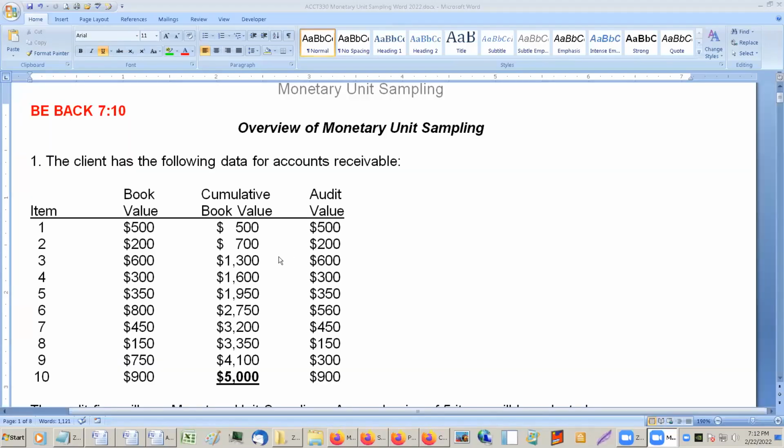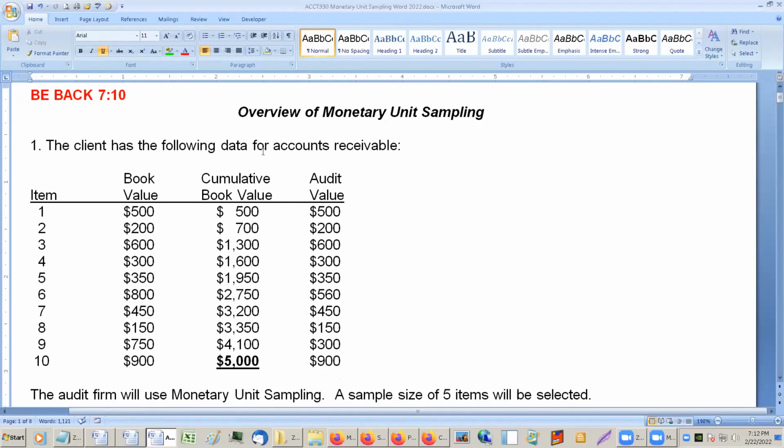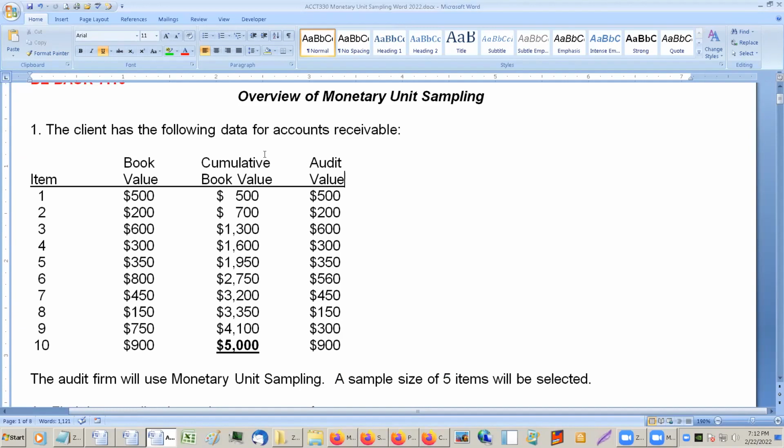But it's a type of sampling that is specific to auditing. So you won't see this in an auditing class, I'll put it that way. Okay. So, an overview of monetary unit sampling.